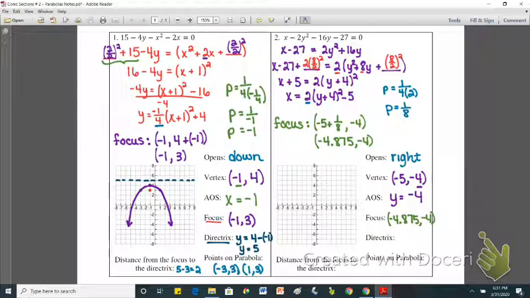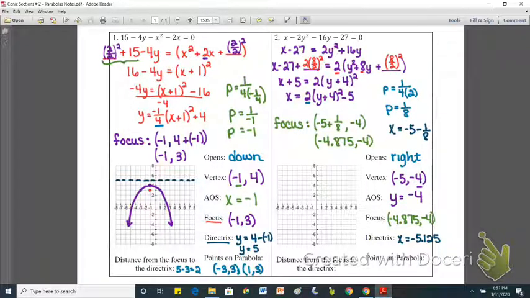So my directrix is next. So the directrix will be an x equals line. So I use my x coordinate. So it's -5 minus my p-value, which was 1/8. That gets me x equals -5.125.